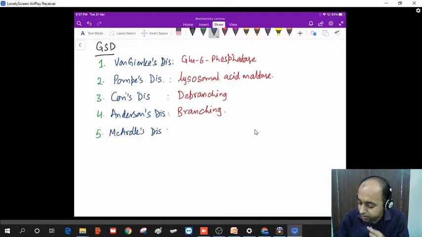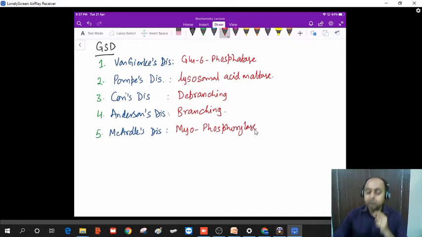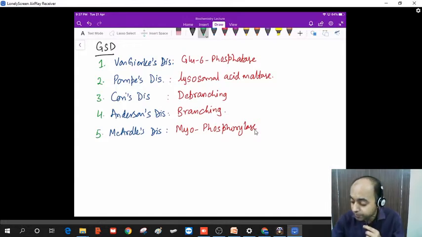And here the defective enzyme also starts with M. In McArdle, the defective enzyme is also starting with M. We call it the myophosphorylase. We write "myo" behind the phosphorylase: phosphorylase in the muscle, that is the myophosphorylase, is defective.